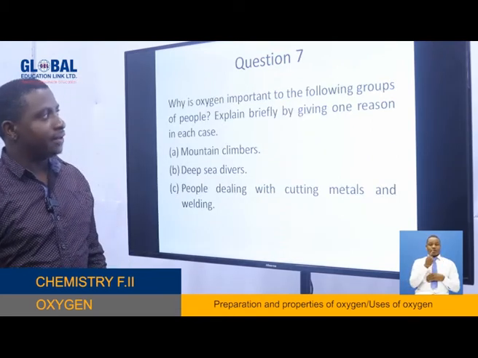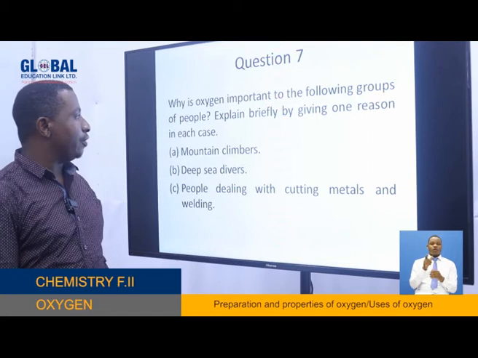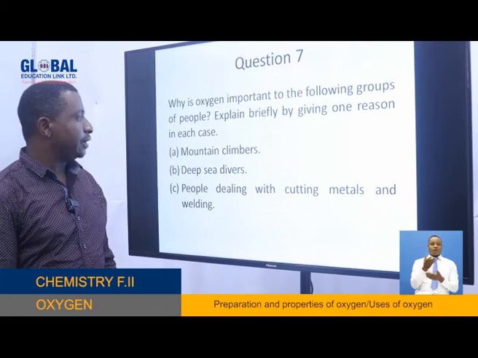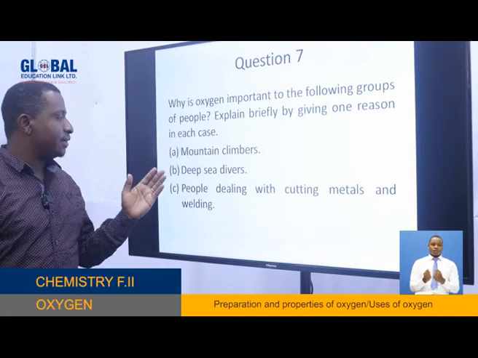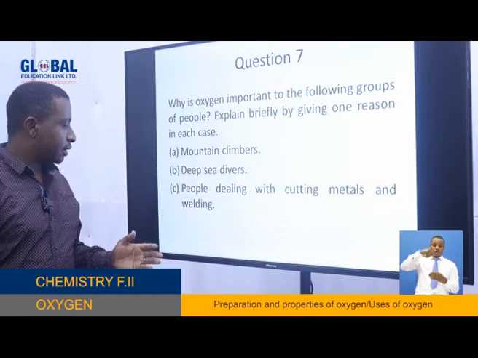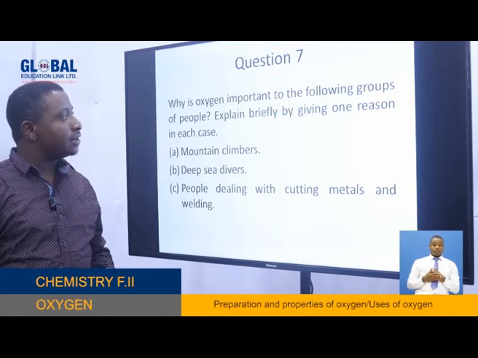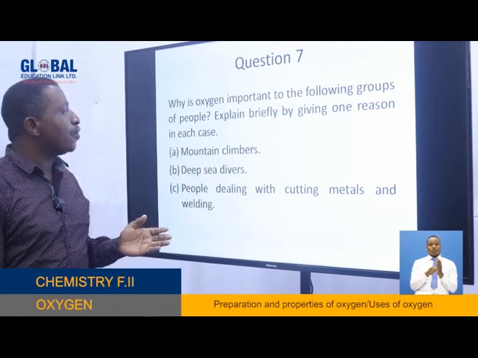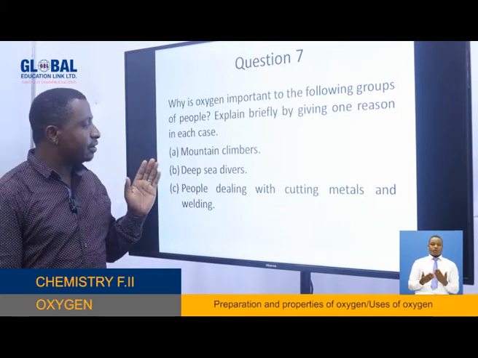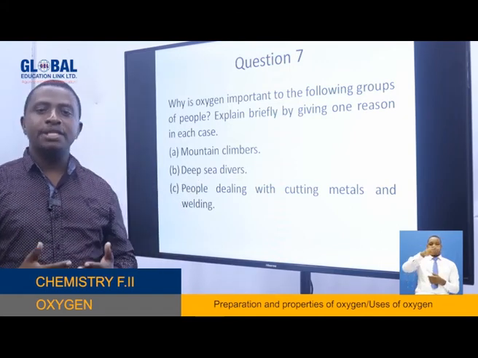Question number 7 says, why is oxygen important to the following groups of people? Explain briefly by giving one reason in each case. You have the cases: A. Mountain climbers, B. Deep sea divers, C. People dealing with cutting metals and welding. Now, dear students, why is oxygen important to the following groups of people? Now let us start with A. Mountain climbers. Why do mountain climbers need oxygen?